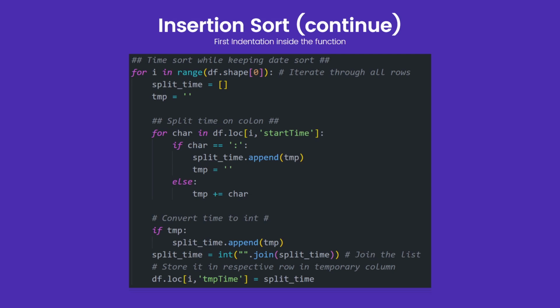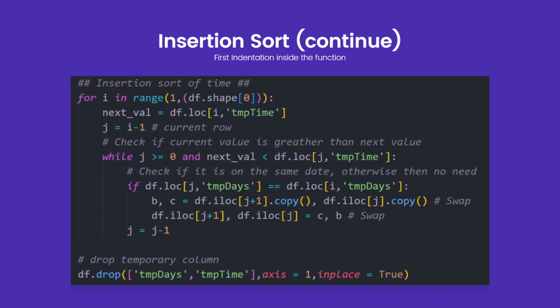This is the insertion sort of the time. We are using the same algorithm as the previous slide when sorting date. However, we modify it to only sort if the date is the same by simply adding an if statement. If we do not do this, it will just sort according to time. After sorting, we will delete the temporary column since it won't be used anymore.